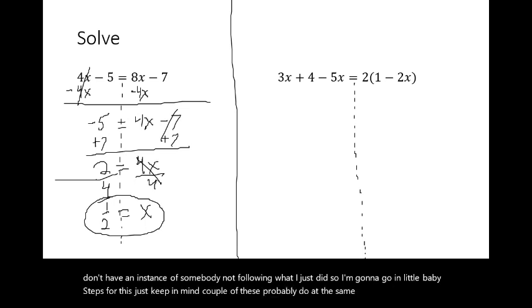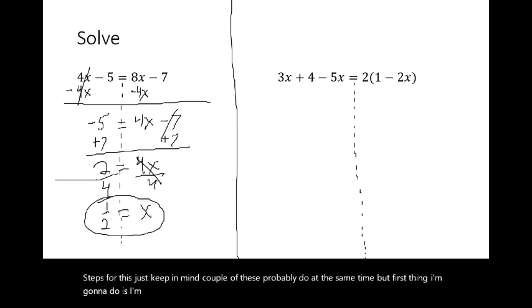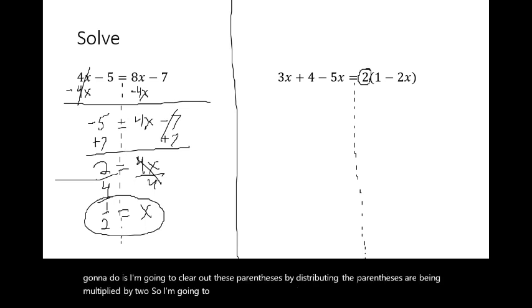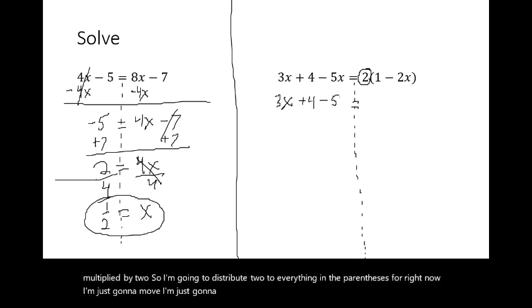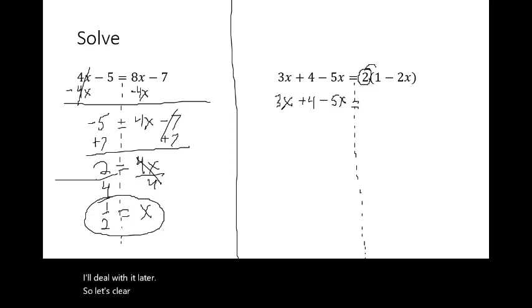But first thing I'm going to do is clear out these parentheses by distributing. The parentheses are being multiplied by 2. So I'm going to distribute 2 to everything in the parentheses. And for right now, I'm just going to leave the entire left side of the equal sign alone. I'll deal with it later. So let's clear out the parentheses. So 2 times 1 is 2. 2 times negative 2x is negative 4x.